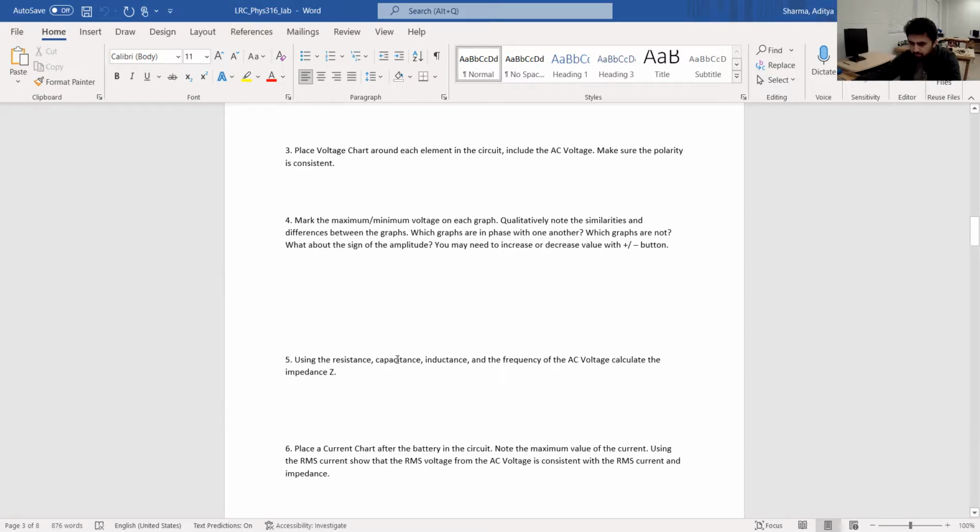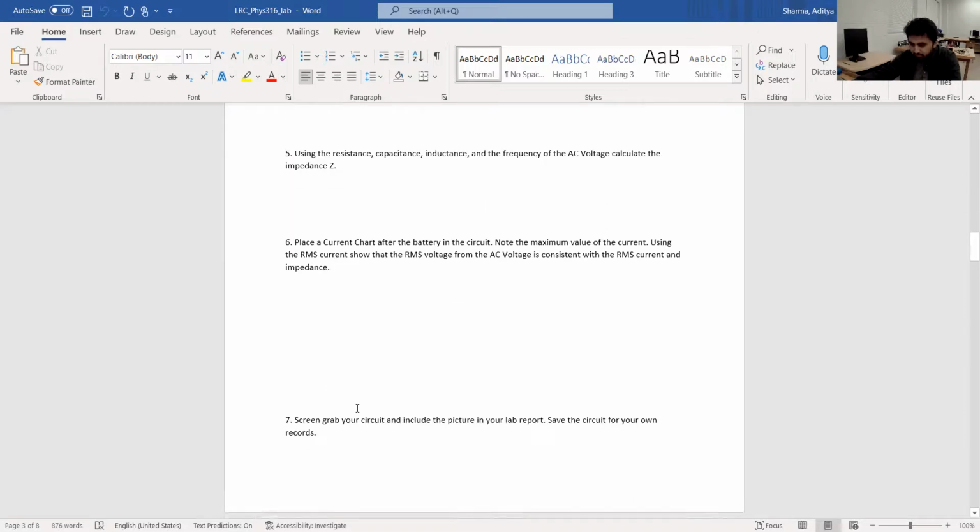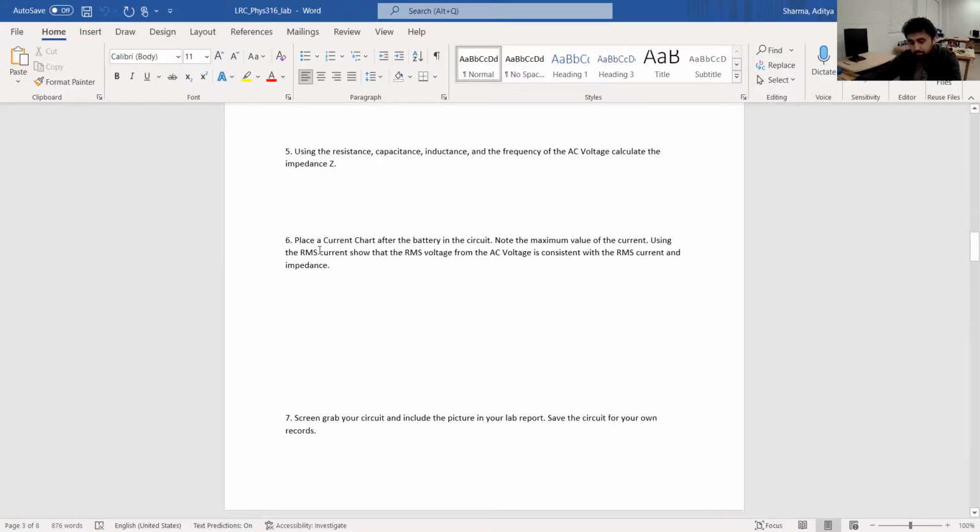And using the resistance, capacitance, inductance, and the frequency of AC voltage, calculate the impedance. And place a current chart. Use the RMS current. Show that the RMS voltage is consistent with the RMS current and impedance. Screen grab your circuit into the picture in the lab report.